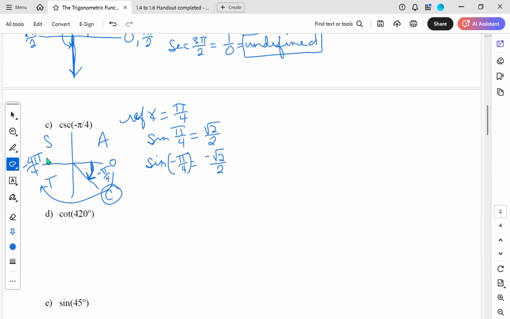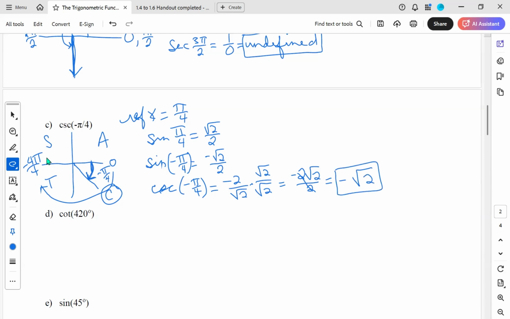Okay. All right. Now I can change it to cosecant of negative pi over 4, which means I'm going to take the reciprocal. So I have negative 2 over the square root of 2. And then I rationalize, square root of 2 over square root of 2. So this is going to give me negative 2 square root of 2 all over 2, or in other words, negative square root of 2. And as you get better with these, you won't have to show all this rationalizing. You'll just know that the reciprocal of square root of 2 over 2 is just going to be square root of 2.